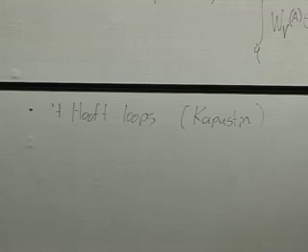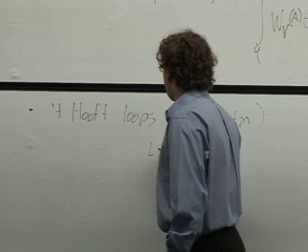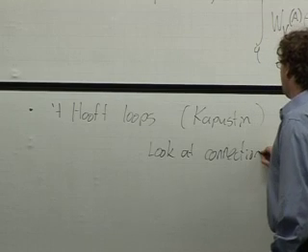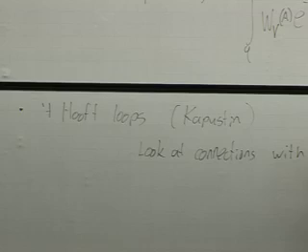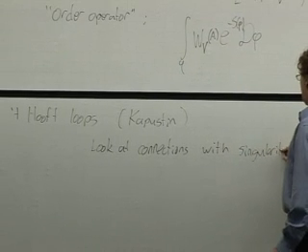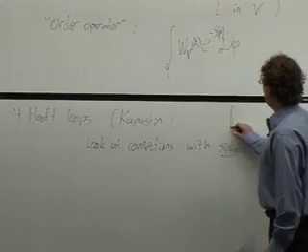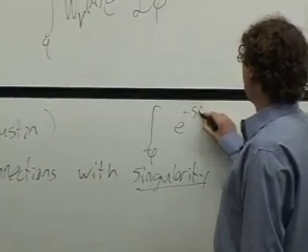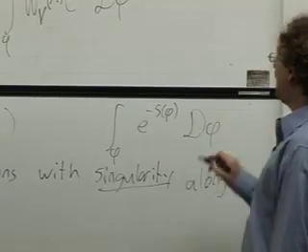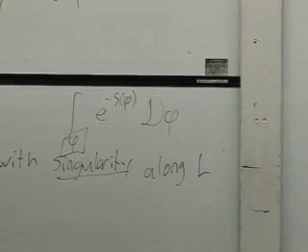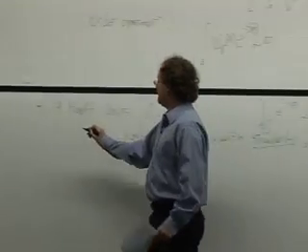So we take our gauge field and we take our loop, and we're going to look at connections with a singularity of a prescribed kind, with a singularity along the loop. So rather than taking our path integral over the space of all connections, we're going to take the same kind of integral of e to the minus S of phi d phi, but over a new space of fields where these fields are required to have a particular kind of singularity. So this is a different kind. This is an example of what's called a disorder operator.